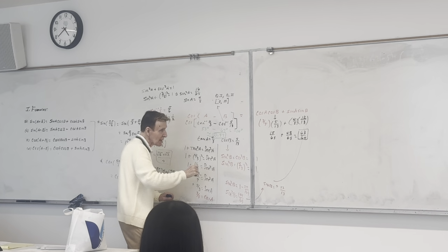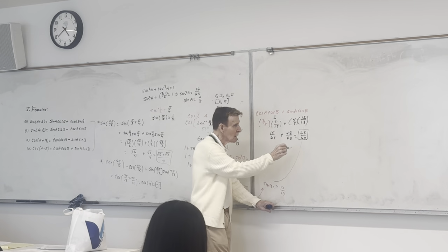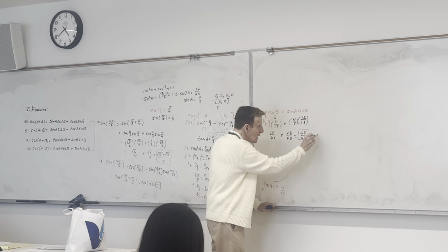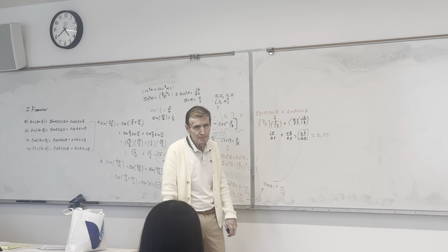Now, we got this for an answer. See what 63 over 65 is. 0.97. It checks.